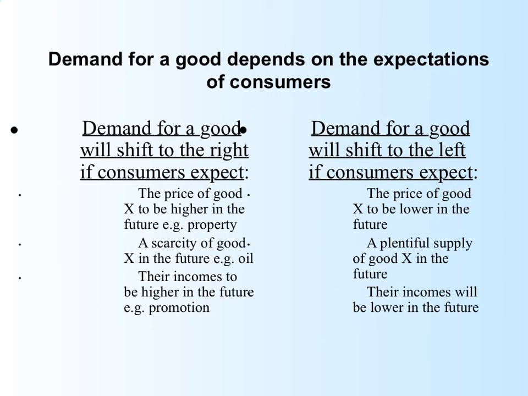the demand for a good depends on the expectations of consumers. In our function, what I had told you the last day is you can use that function as a mnemonic. It'll just help you remember the things that affect demand. So expectations, that's the E part of the function. Demand for a good will shift to the right. If it shifts to the right, we know that that's an increase in demand.